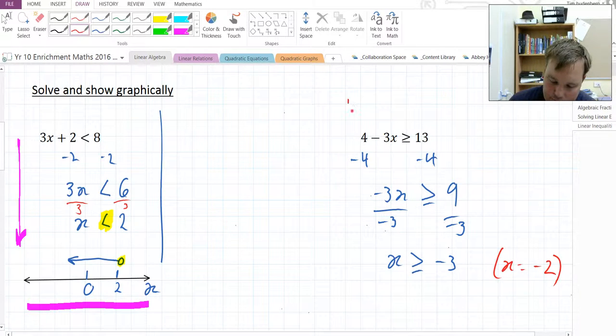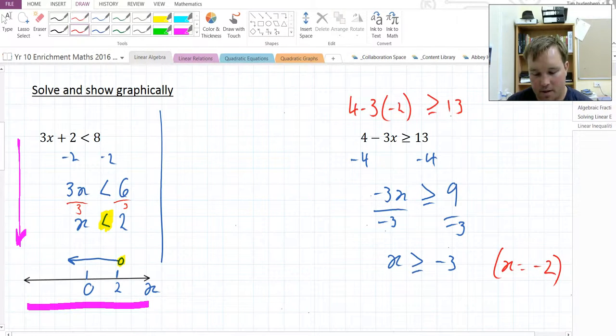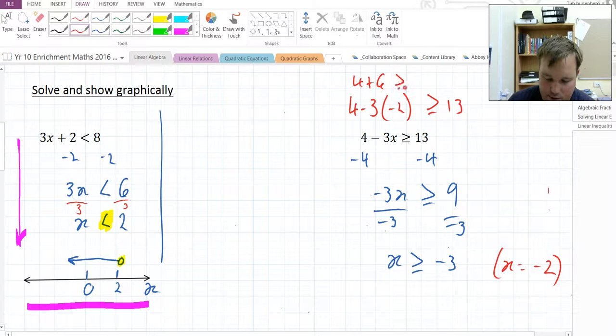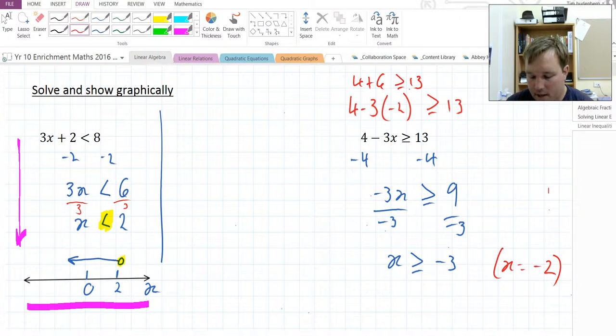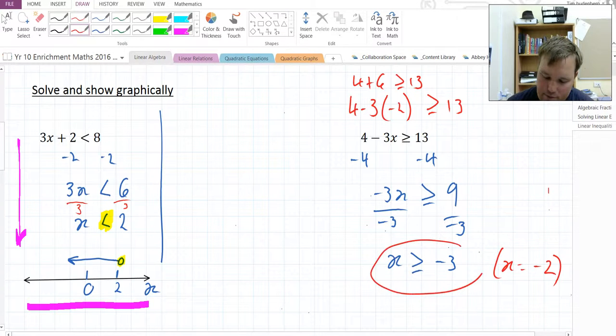Alright? 4 minus 3 lots of minus 2 is greater than or equal to 13? Well, minus 3 times minus 2 is positive 6. Really, this is reading as 4 plus 6 is greater than or equal to 13. Which is clearly not. 4 plus 6 is 10. Not bigger than 13. So what's gone wrong here? Because this isn't providing us with a set of solutions that actually make sense in the original equation.